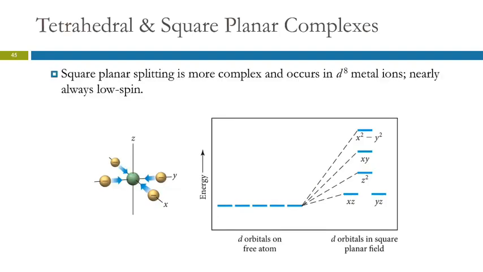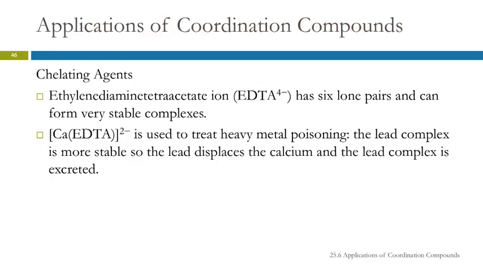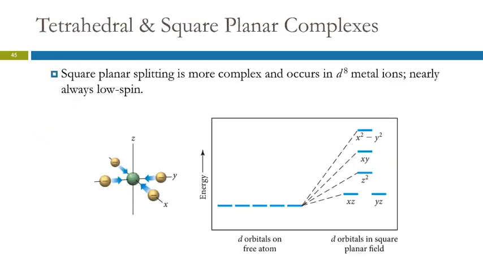In square planar, it gets even more complicated. You end up with two that are lower, and then these three are different. Isn't that lovely? This occurs in D8 metal ions, and these are almost always low spin. Again, the same number of unpaired electrons as the metal ion by itself. So as you can imagine, there's a whole field of chemistry looking at these, right? Because there's all kinds of things you can investigate.